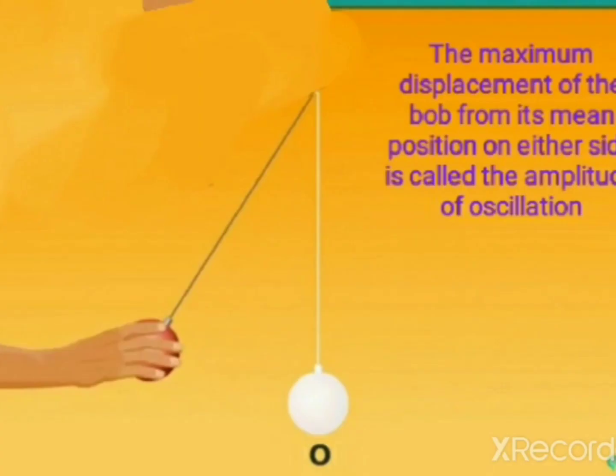The next term related to a simple pendulum is amplitude. The maximum displacement of the bob from its mean position on either side is called the amplitude of oscillation and its unit is meter. The last term is effective length of a pendulum. The distance of the point of oscillation O from the point of suspension is called its effective length.